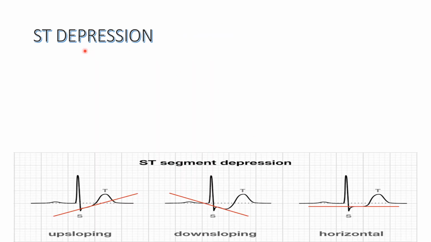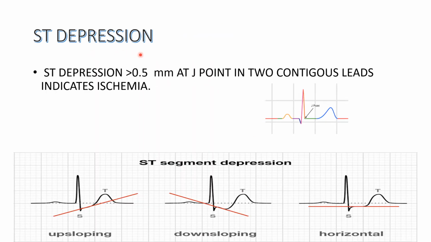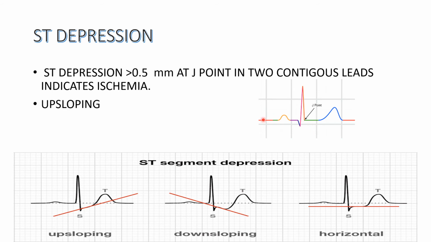So moving on to ST depression. Whenever the J point is below the baseline by more than 0.5 mm in two consecutive leads, it leads to ST depression. There are three types: first being upsloping, second being downsloping, and third being horizontal. The most important is the downsloping, and upsloping is not that significant.